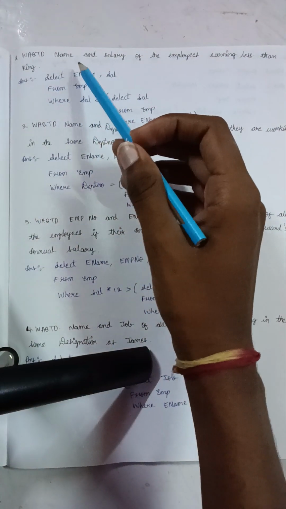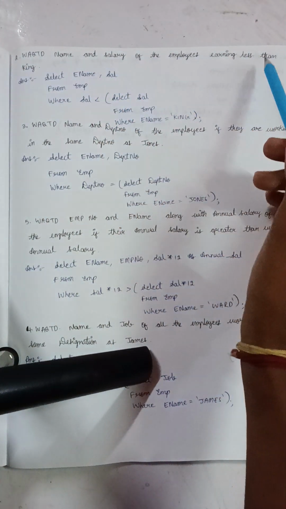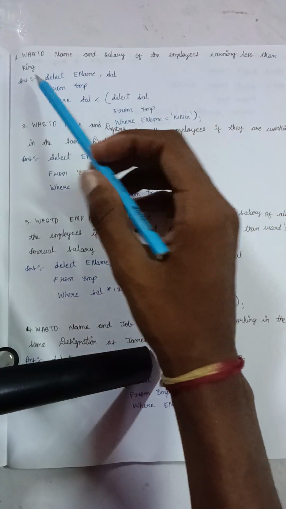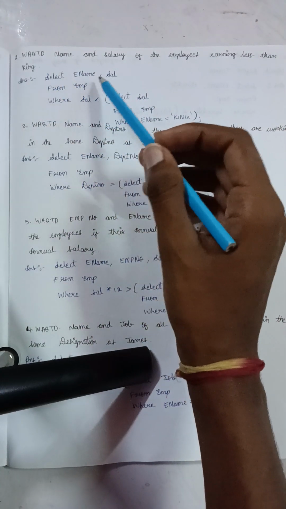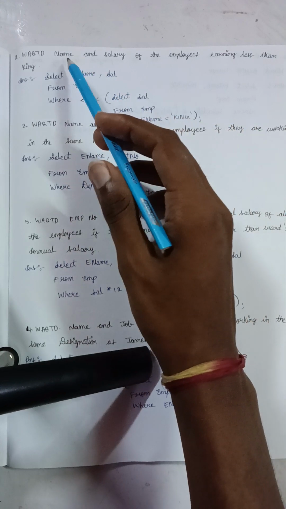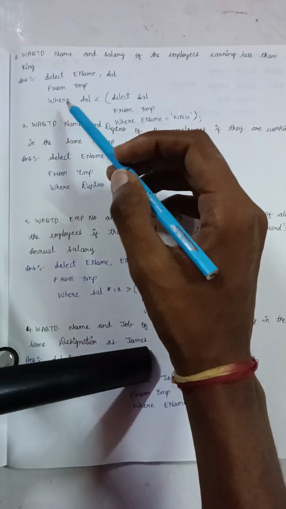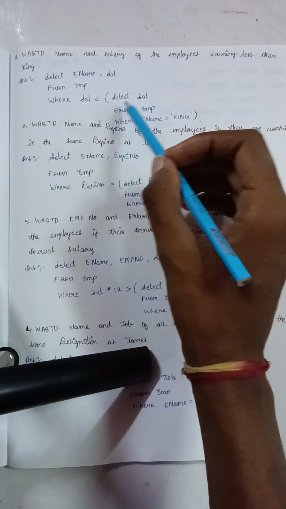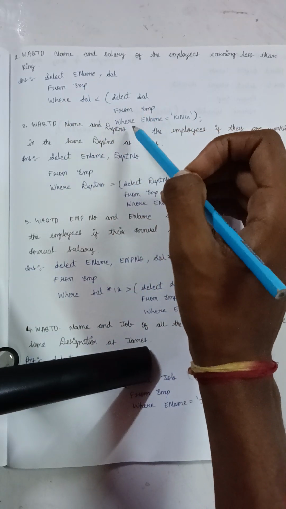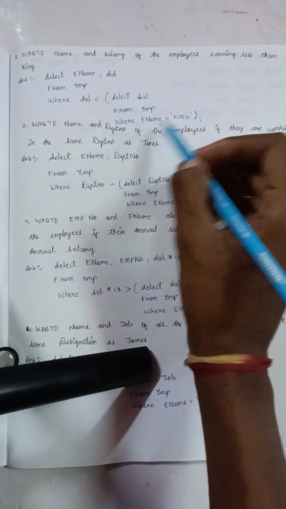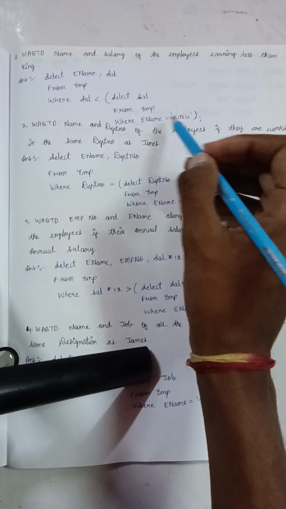Write a query to display name and salary of the employees earning less than King. So here the unknown salary is King's. Select ename, salary, because we want to display name and salary, from EMP where salary less than (select sal from EMP where ename is equal to King). In this inner query we will get the salary of King.